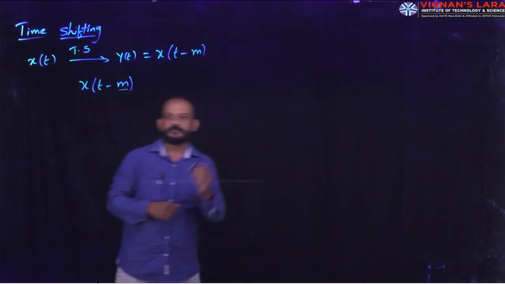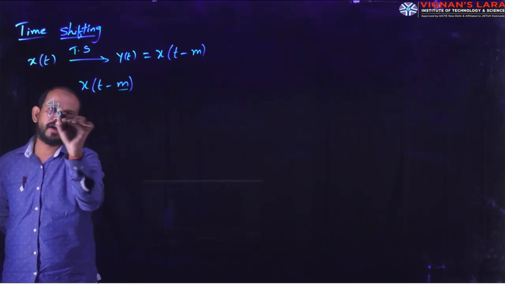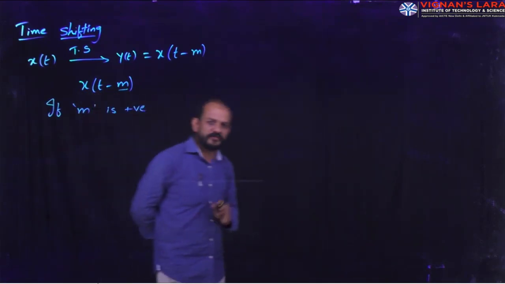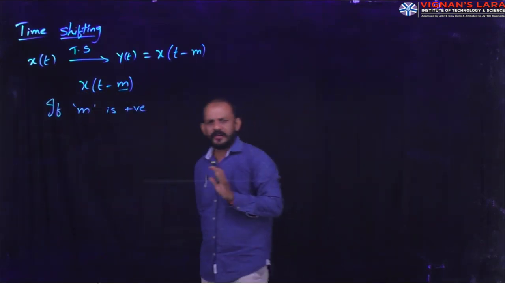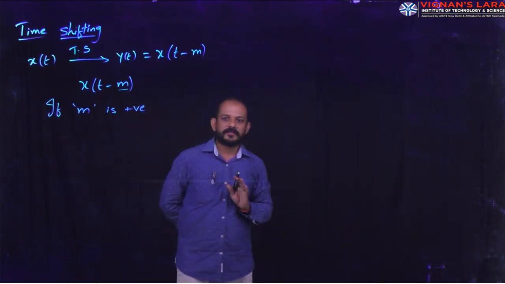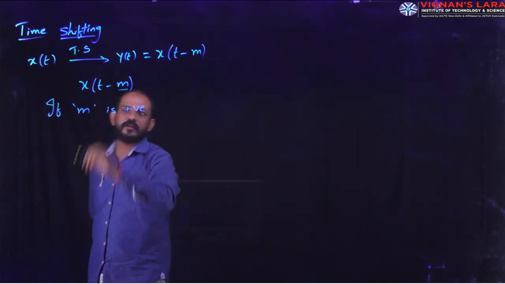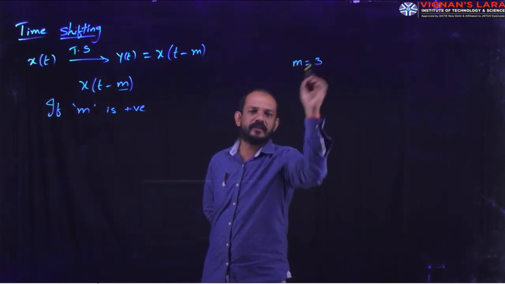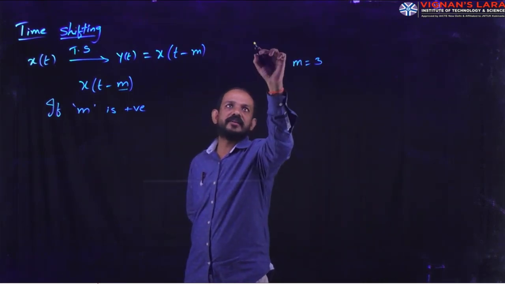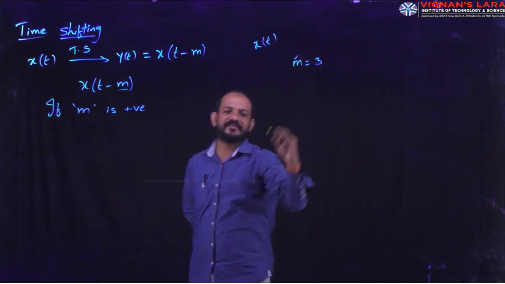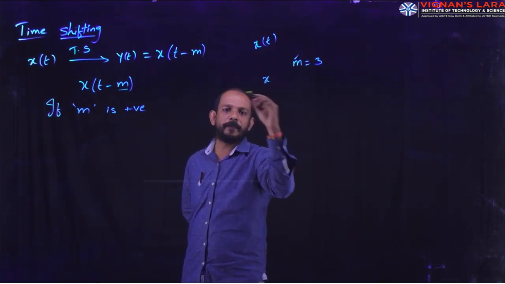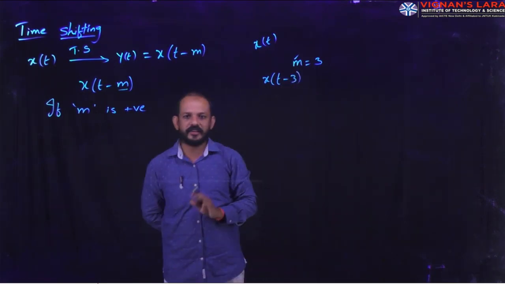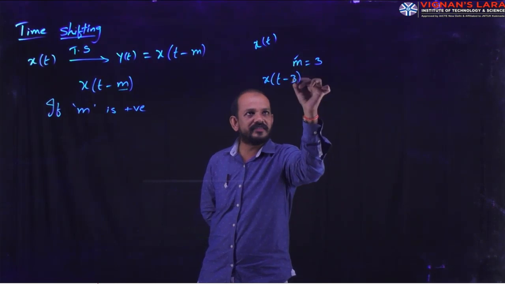Simple. If M is positive, it is a positive value. Then what happens? Let us take, for example, an m value of plus 3. The signal is x of t, and I have taken the m value as 3. Then the result of the time shifting operation is x of t minus 3. That means here the m is 3, and that 3 is a positive value.